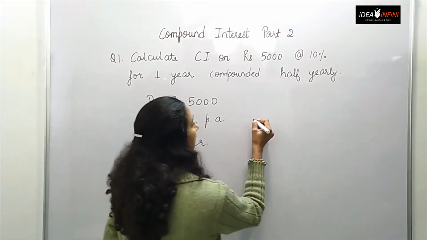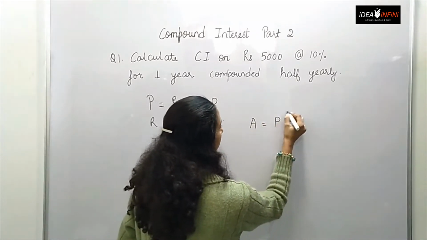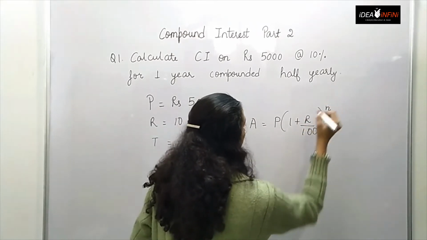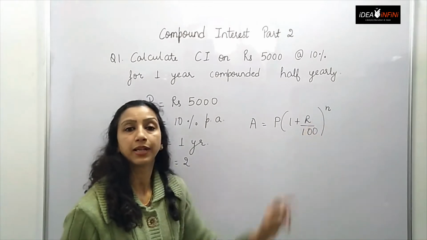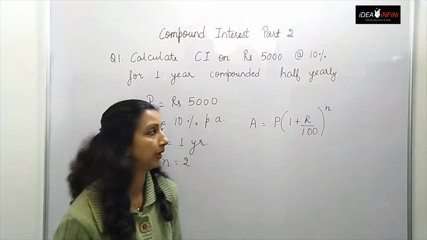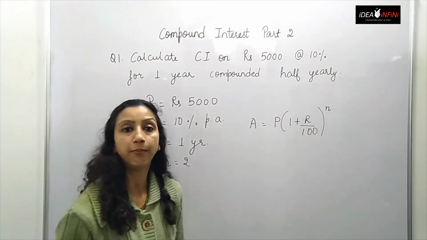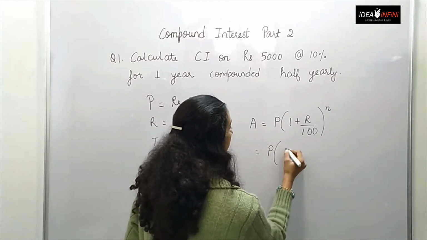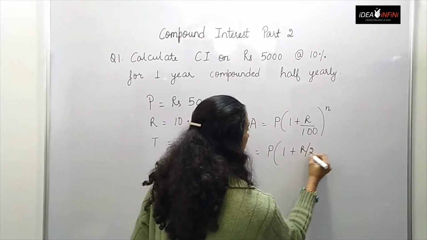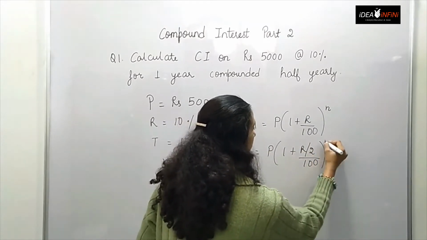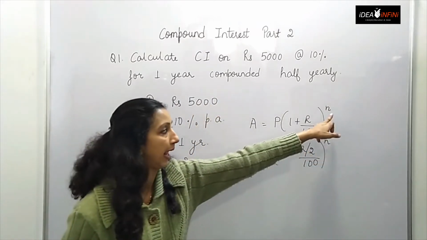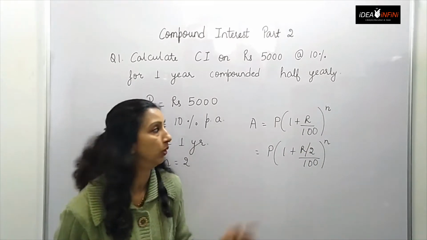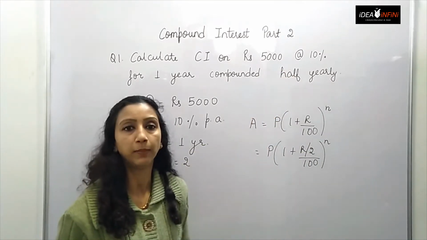Let's see the formula. First we find out the amount: P into 1 plus R by 100 to the power N. But mind it, R is the rate of interest per year. But here what I have been given, it is getting compounded half yearly. So what I do is, I take rate by 2, because 2 six-month periods are there in 1 year. N will become 2 but the rate will be reduced by 2. Divide by 2. That means 10 divided by 2, it will be 5.